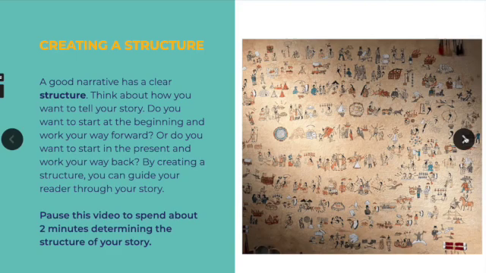Whatever structure you decide, that's going to help guide your reader through your story. So go ahead and pause the video again and think about the structure of your story, and we will rejoin you in just a little bit.